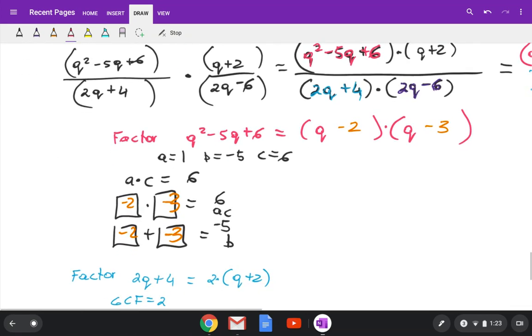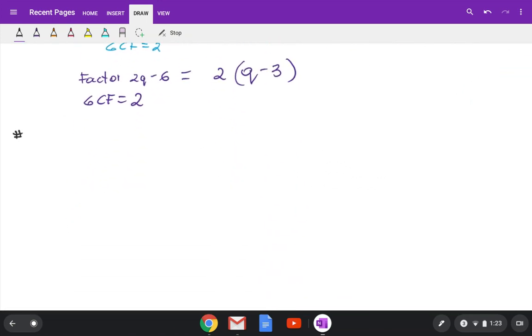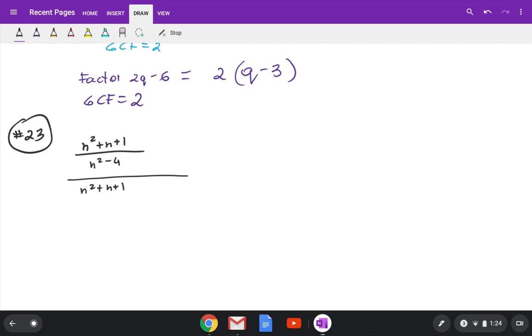Okay, next one is number 23 of the review. So number 23, fraction divide by fraction. Okay, so you have n squared plus n plus 1 over n squared minus 4, divide n squared plus n plus 1 over n plus 2.